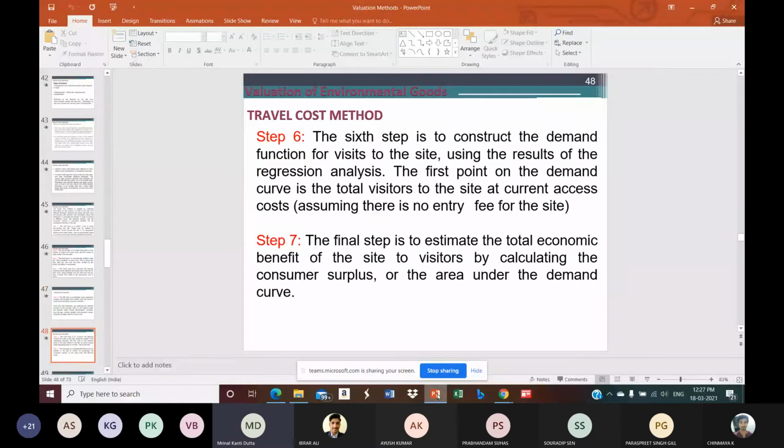The demand function for visits to the site is constructed using the results of the regression analysis. In the case of the demand curve, the first point on the demand curve is the total visitors to the site at current excess cost, assuming there is no entry fee for the site. And then finally, the total economic benefit of the site to visitors. That is estimated. And since we are talking only about the consumers, consumers will be valuing it.